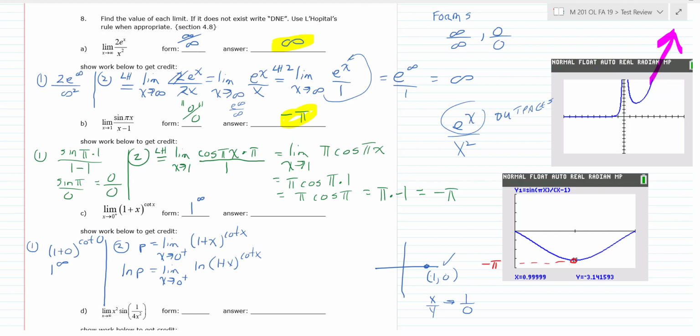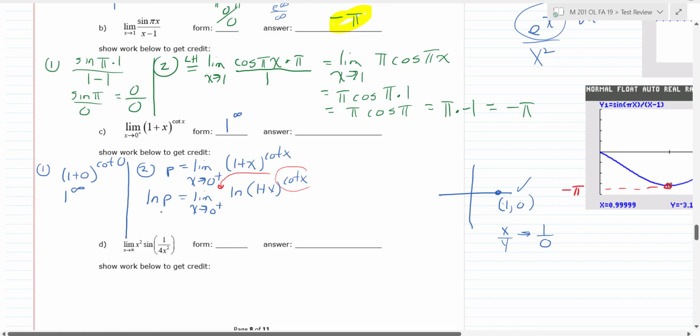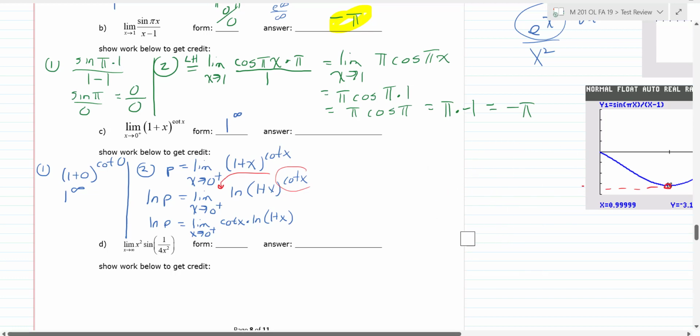And the whole purpose of this is we can bring that cotangent down in front. So we're going to have this thing, basically. Let me zoom in on this a little bit. You're going to have ln p is equal to the limit as x goes to 0 from the right-hand side of the cotangent of x times the natural logarithm of 1 plus x. So it's advantageous to use logarithms because you can ultimately write this thing. What you're always trying to do with these different forms is get them down, if you can, to infinity over infinity or 0 over 0.